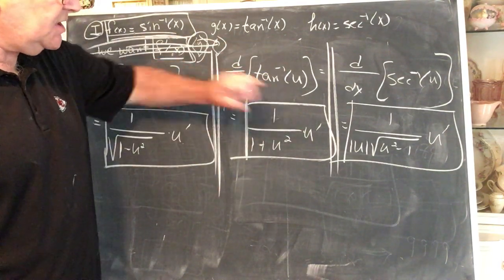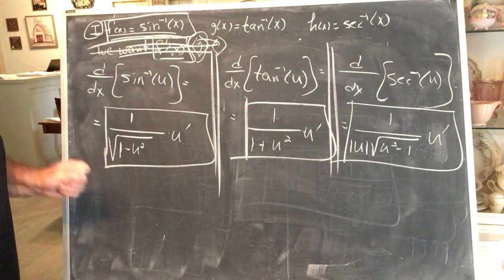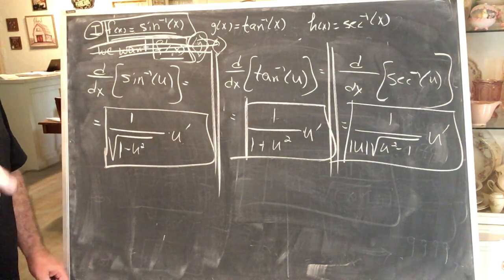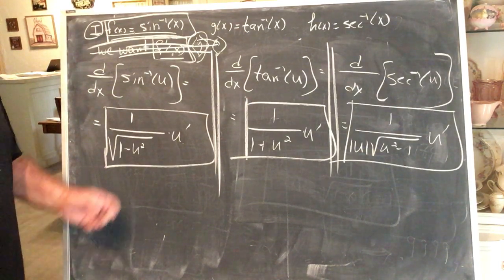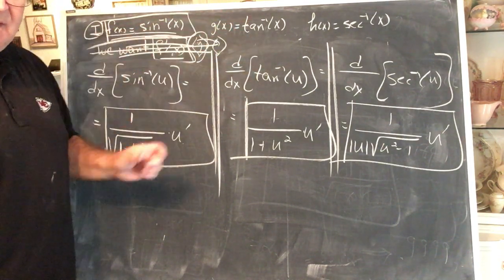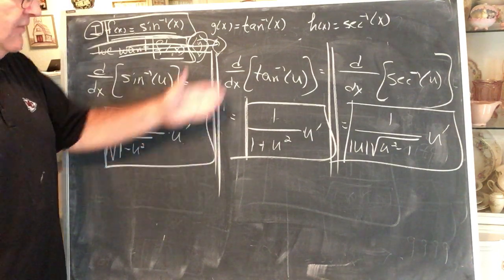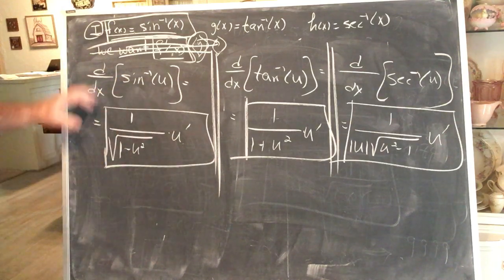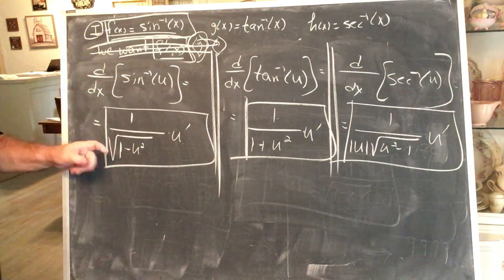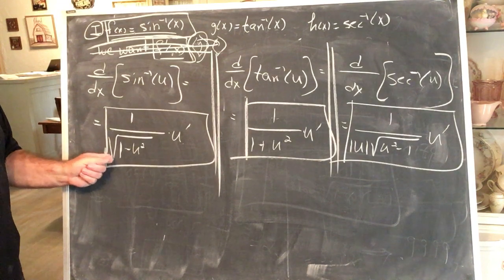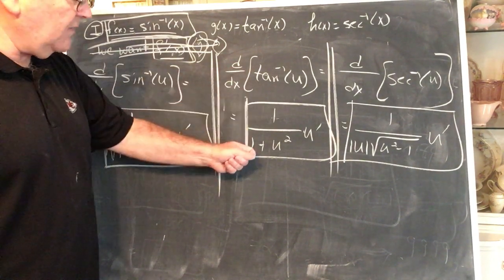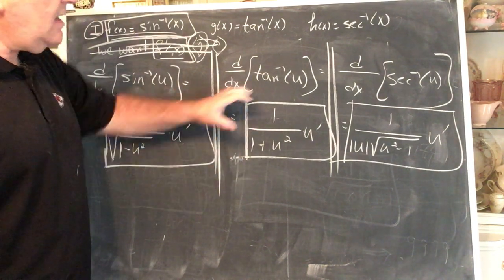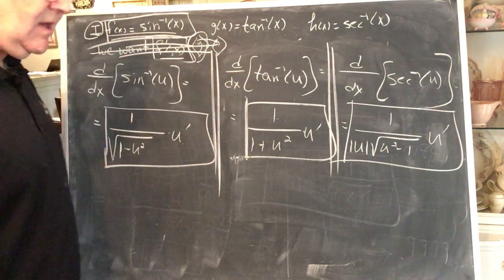Notice, tangent inverse does not have the radical. It's not the same thing, but it's related to the fact that the derivative of tangent is secant squared, whereas the derivative of sine is only cosine to the first. When it's to the first power, this radical is retained. When it's squared, this radical is squared away. And so tangent inverse does not have the radical.